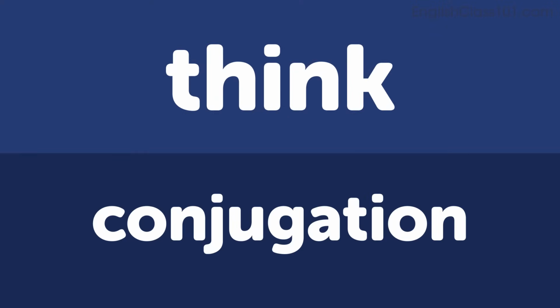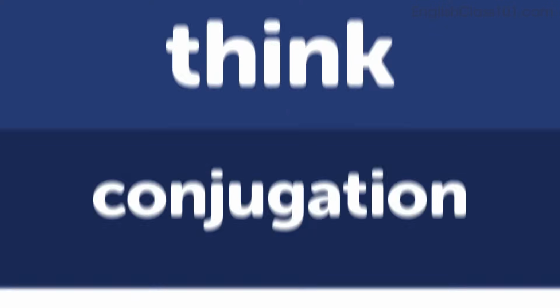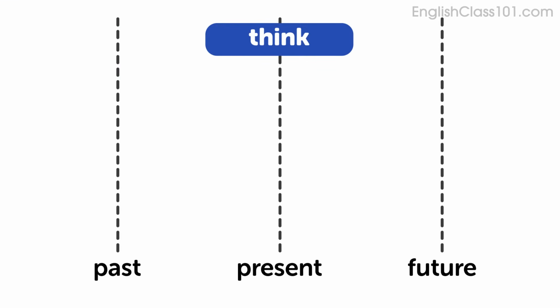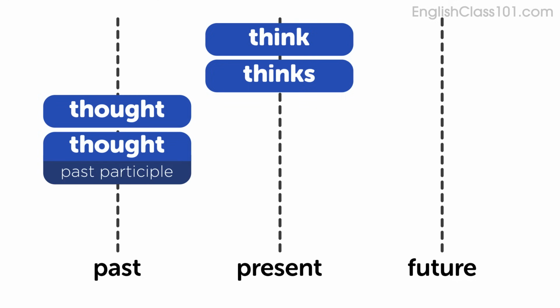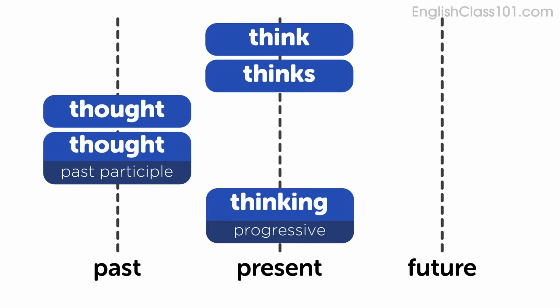So let's look at the conjugations of the verb think. Present tense, think, thinks. Past tense, thought. Past participle, thought. Progressive or continuous tense, thinking. Think, thinks. Thought, thought, thinking.